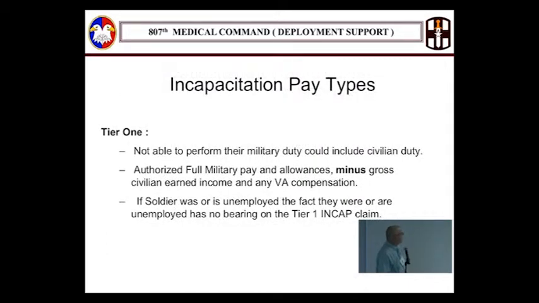There's 2 tiers. Tier 1 is they're not able to perform military duty to include civilian duty. Tier 1 is basically if they meet the 507 requirements on that profile, that's what dictates which tier they're going to fall under. The majority of the soldiers will fall under a Tier 1. I know there's been some confusion kind of in the past on that, and they are authorized up to full military pay and allowances minus gross civilian income or any VA compensation.